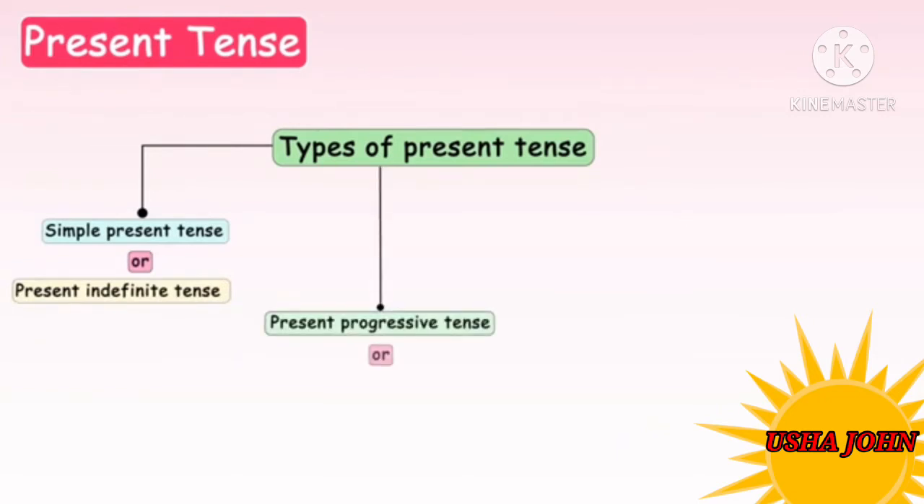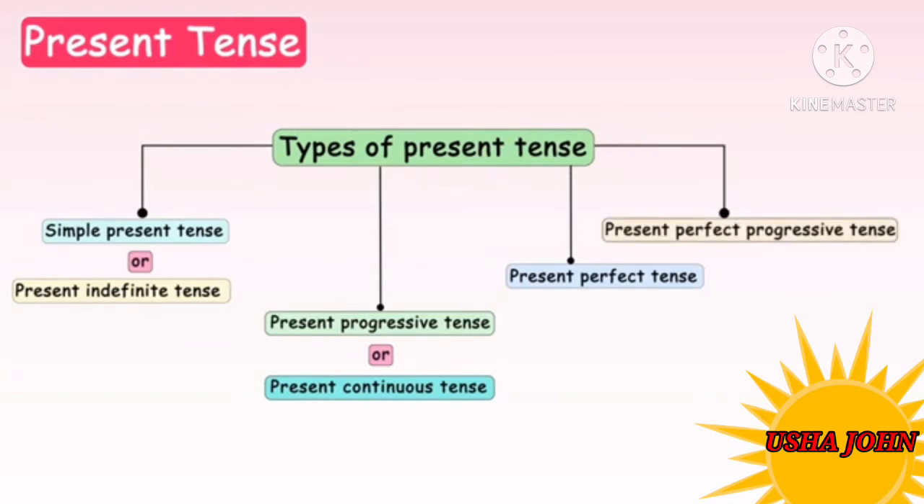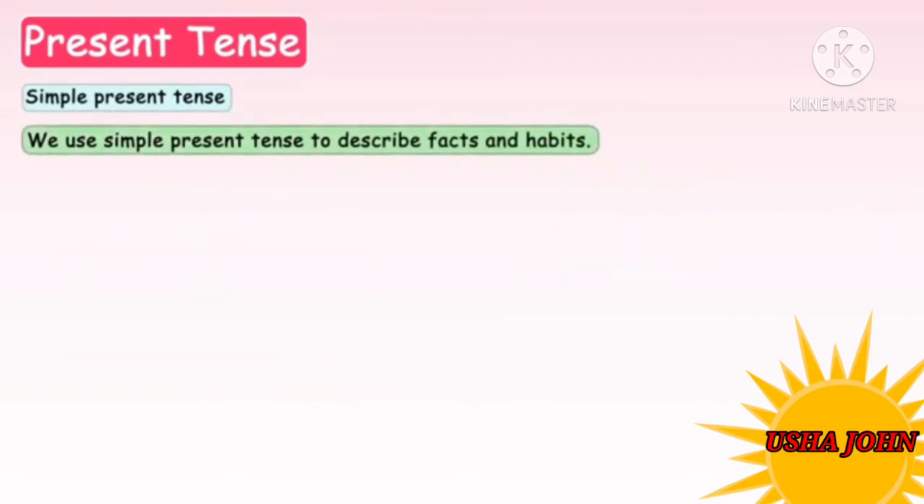Next one, simple present progressive tense or present continuous tense. Next, present perfect tense. Another one, present perfect progressive or continuous tense. First we learn about simple present tense.